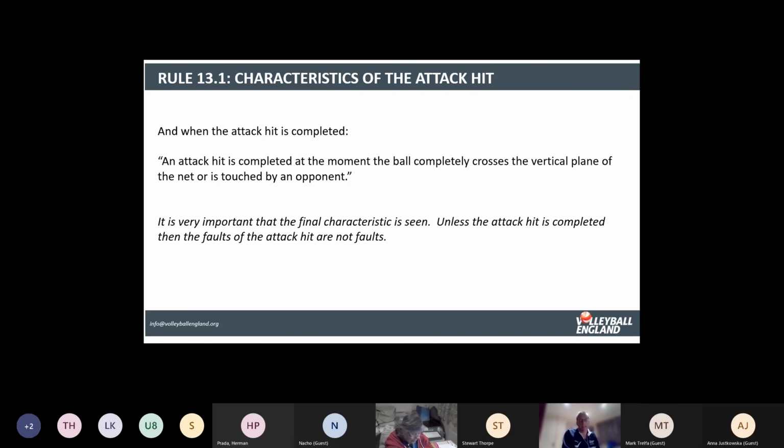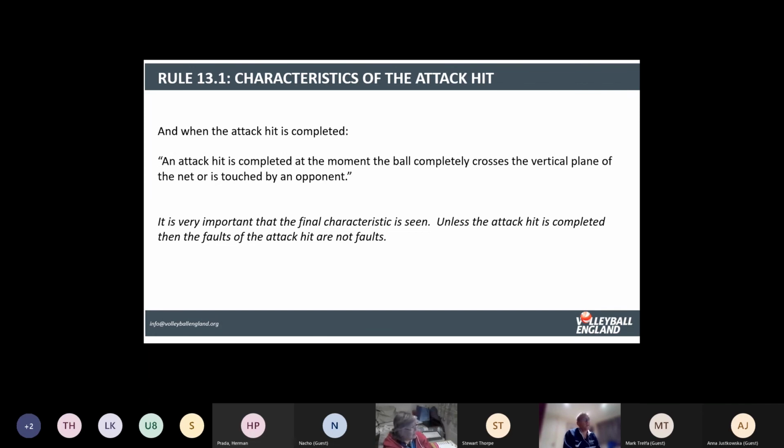Because in a situation whereby the attack hit may be the second team hit, if it's not completed off the second team hit, then the ball is still in play. And therefore, you must ensure that all elements of the attack hit are finished before you can then judge the faults of the attack hit and whether the restrictions have been adhered to.